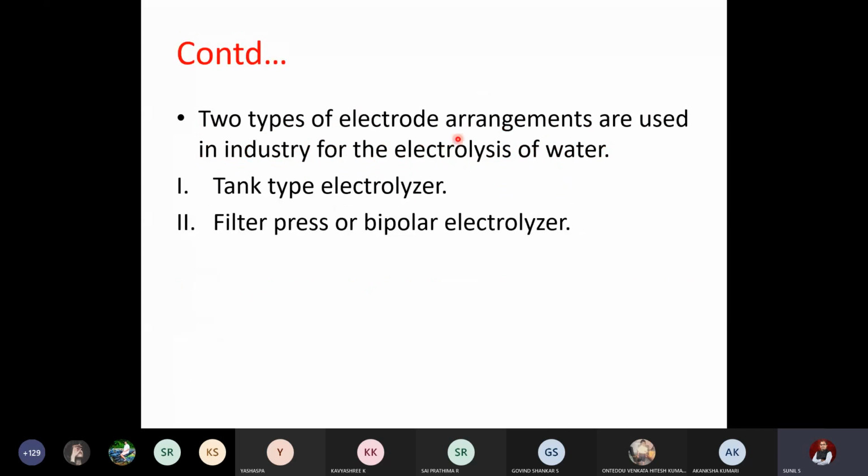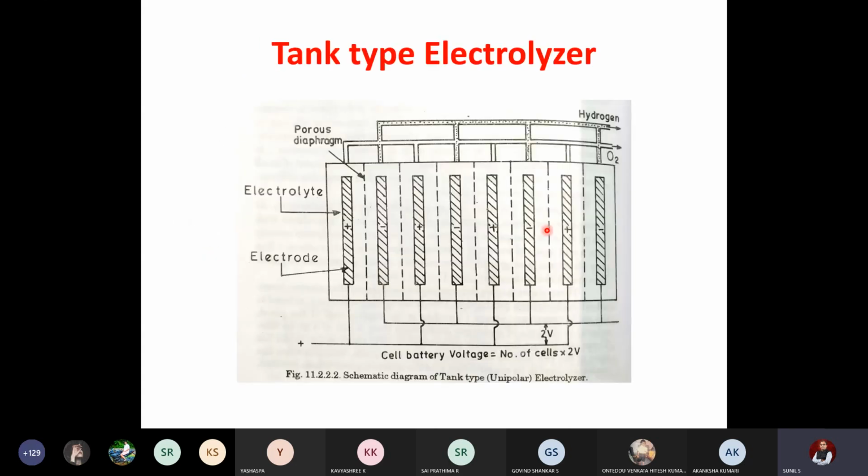Okay. So usually 2 types of electrode arrangement are used in industry. See, industrial hydrogen production, this is one of the methods which is popularly used. 2 types of electrolysis of water are used. One is a tank type electrolyzer, and the second is the filter press or bipolar electrolyzer. So the first one is the tank type.